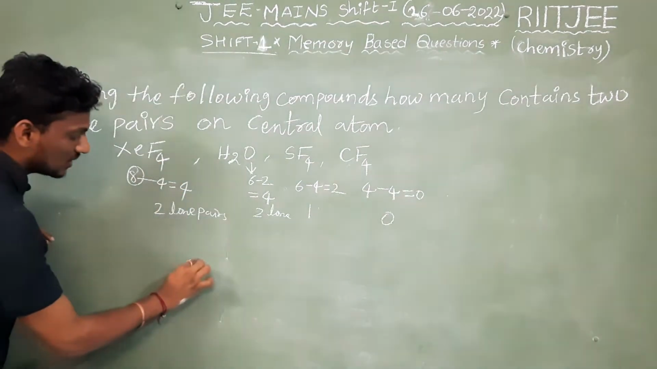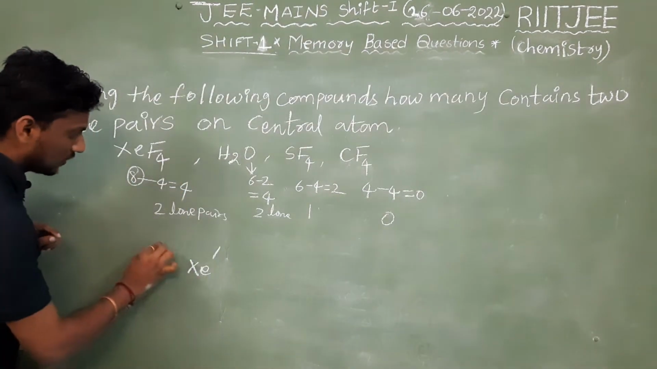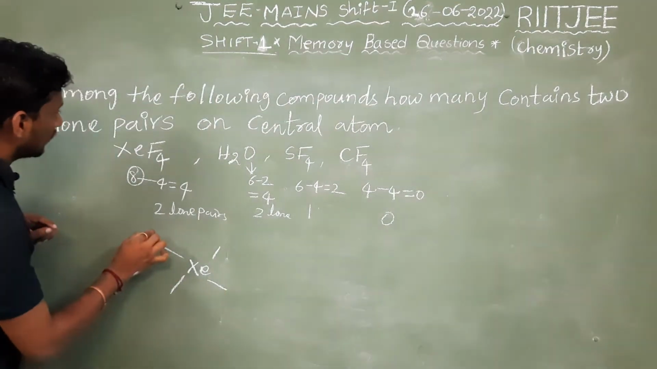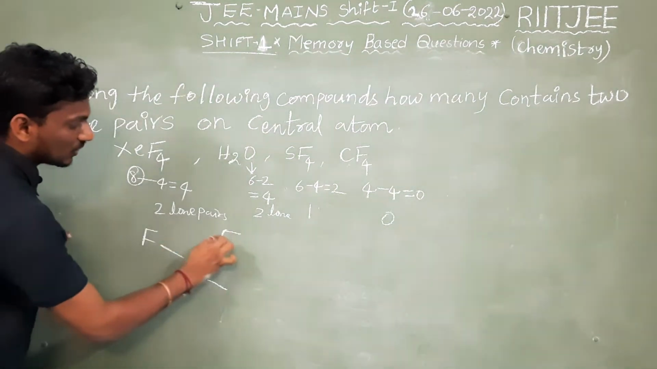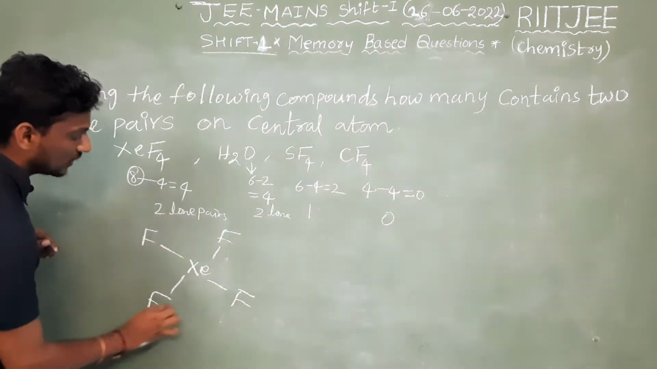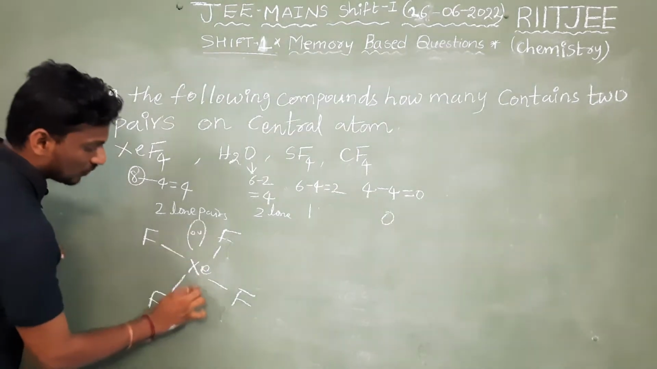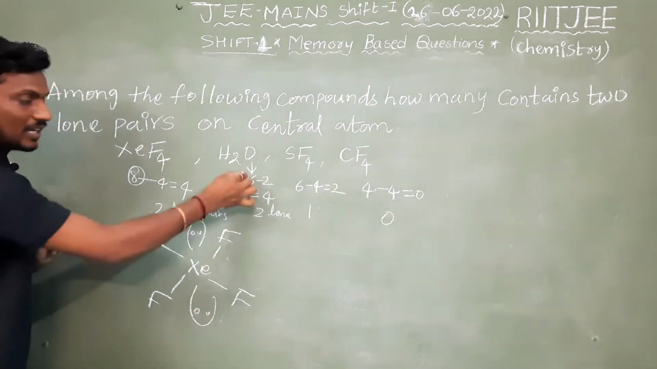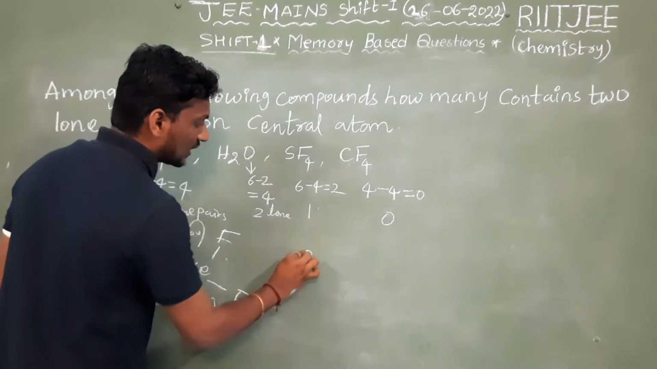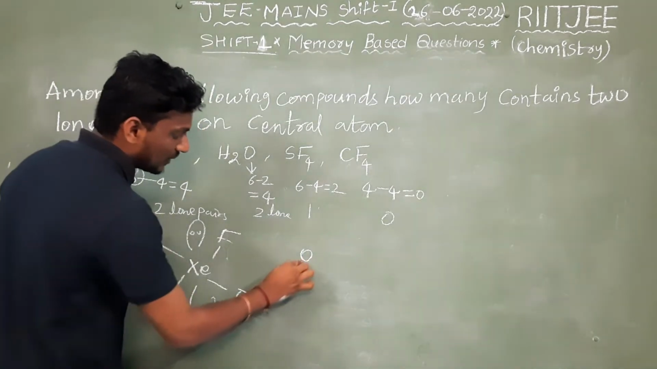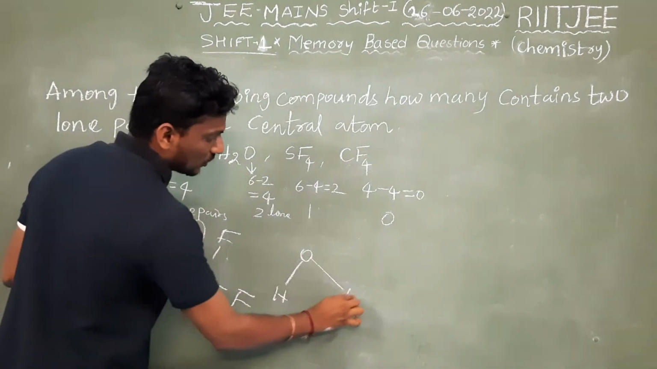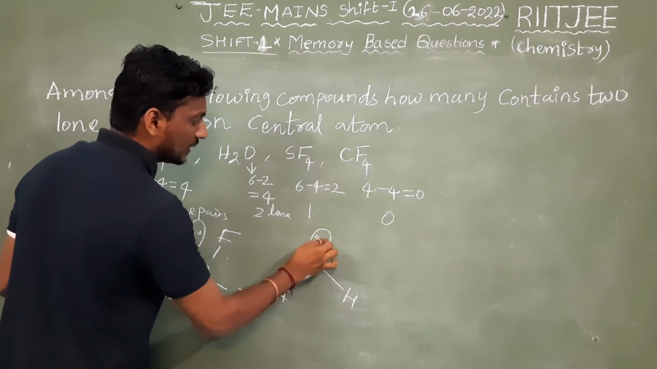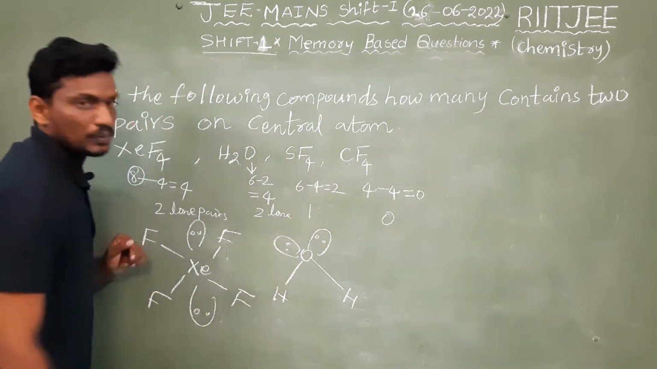This will have a square planar geometry, with fluorine here, fluorine here, and fluorine here. Here 1 lone pair will be there, and here also 1 lone pair, so 2 lone pairs are there. When it comes to water, the central atom is oxygen, with 1 hydrogen here and 1 more hydrogen here. There is a lone pair here and here also a lone pair. There are 2 lone pairs.